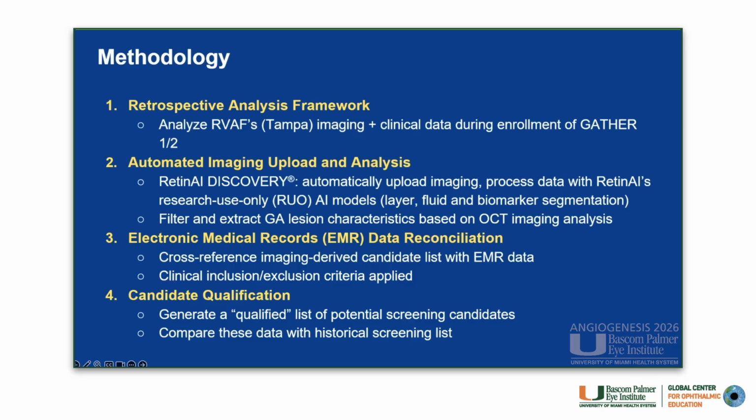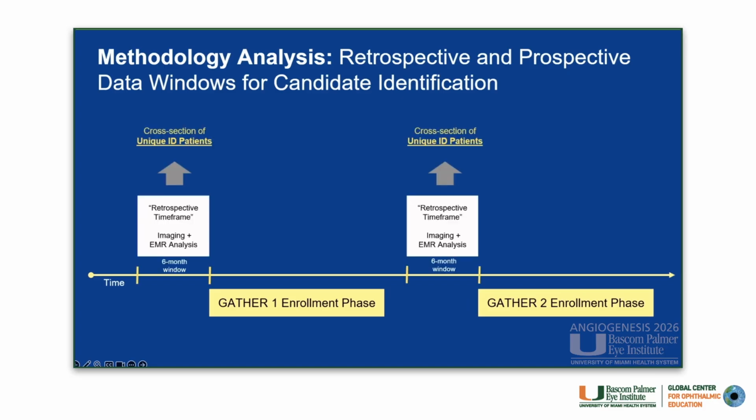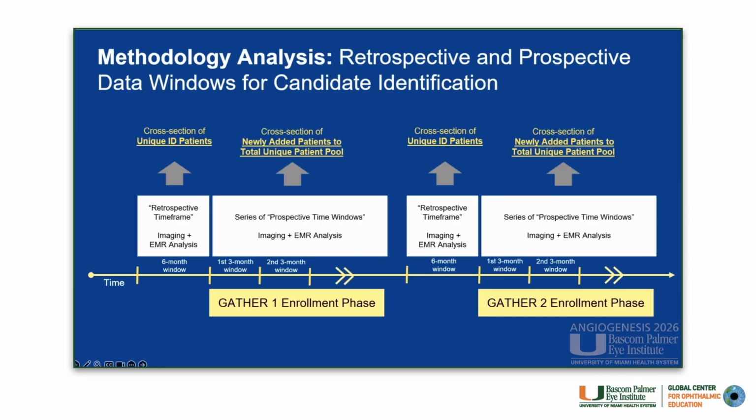We then compared this qualified list against the historical data for screening and enrollment in Gather 1 and Gather 2. As part of the methodology, we identified these windows of time to evaluate unique patients and newly added patients. Within the retrospective time frame, data from patients visiting the office during the 6 months prior to G1 and G2 enrollment was evaluated using an AI-driven workflow, AI-based imaging, and EMR review. The same AI-driven workflow for screening candidates was used to evaluate newly added patients in each prospective 3-month window through the Gather 1 and Gather 2 enrollment period.